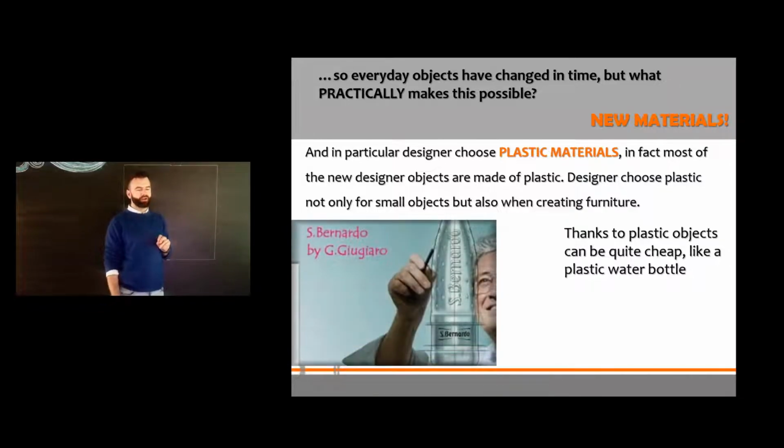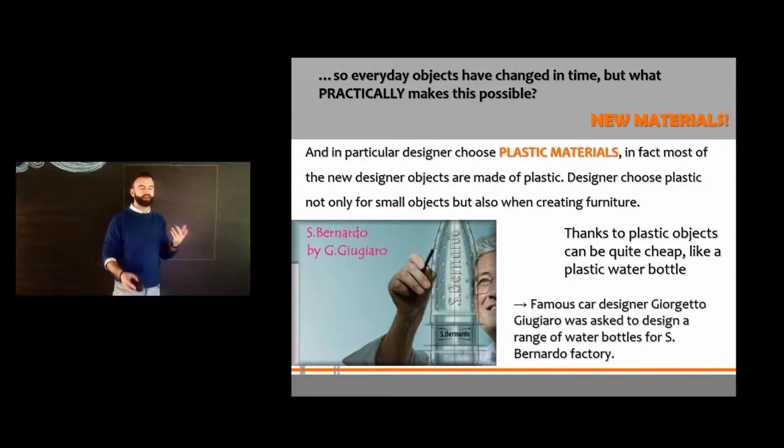Finally, there was a famous car designer, Giorgetto Giugiaro. I think you can understand where he is from. He was asked to design a range of water bottles for the San Bernardo factory.